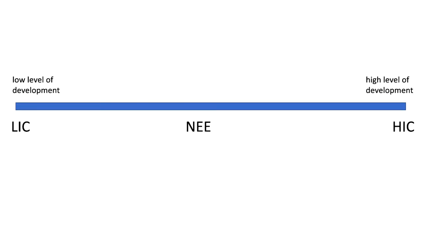So thinking about how we measure development, we generally term countries LICs, NEEs and HICs. LIC stands for low income country, and they are countries with a low level of development. NEE stands for newly emerging economy, and that tends to be countries that have moved from being an LIC but aren't quite a HIC yet. HIC stands for high income country, and those countries have a high level of development.